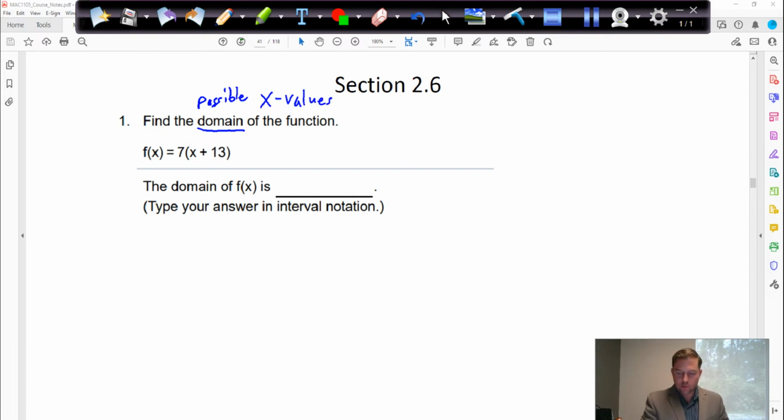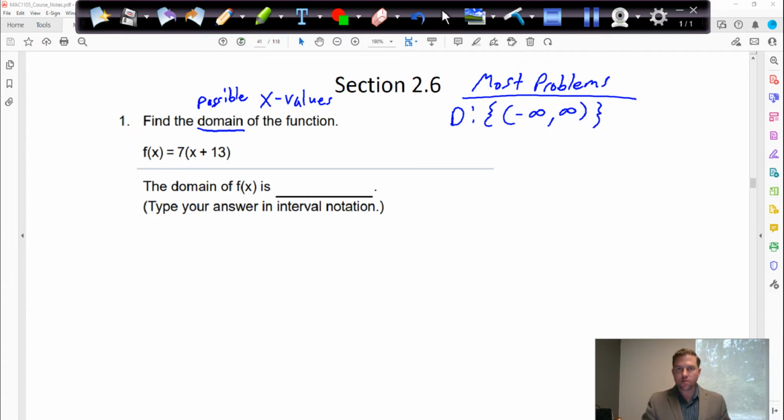So for most problems, the domain is going to be all real numbers, which we outline with minus infinity to positive infinity. So in interval notation, we'll get all negative numbers, 0, and then all positive numbers. We have a couple cases where there's issues. So restrictions.